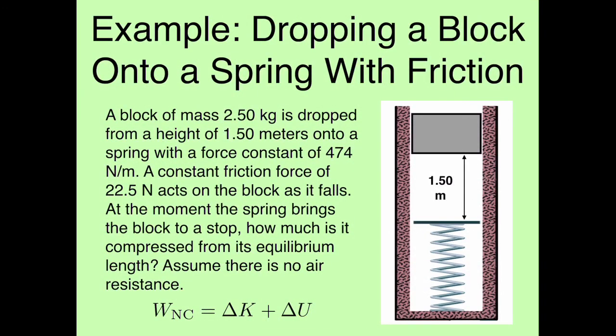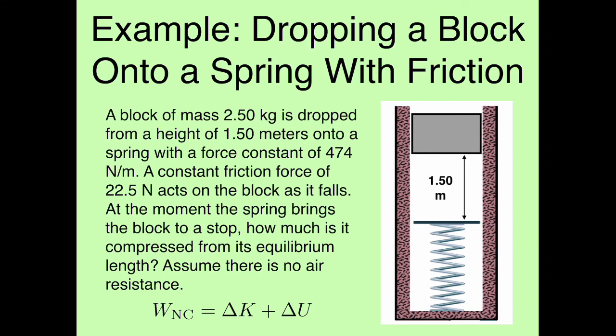Okay, so let's do another example where we get to use our result that we derived. In this case, we're going to do a very similar problem to what we did earlier, where we have a block being dropped onto a spring, but we're going to add a little complication. We're going to say that there's also friction while the block is falling down. Okay, so a block of mass 2.5 kilograms is dropped from a height of 1.5 meters onto a spring with a force constant of 474 newtons per meter. So now as the block is falling, I want us to imagine there's a constant friction force of 22.5 newtons that's acting on the block.